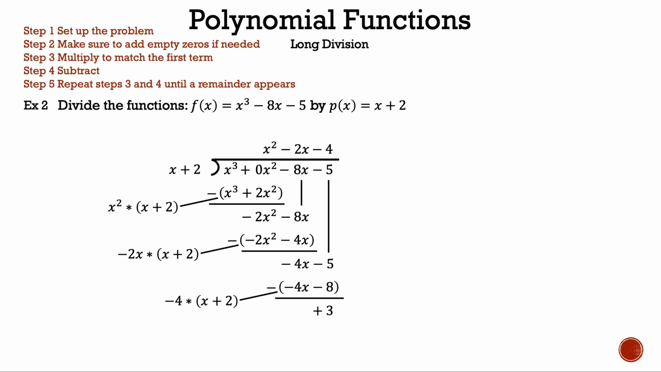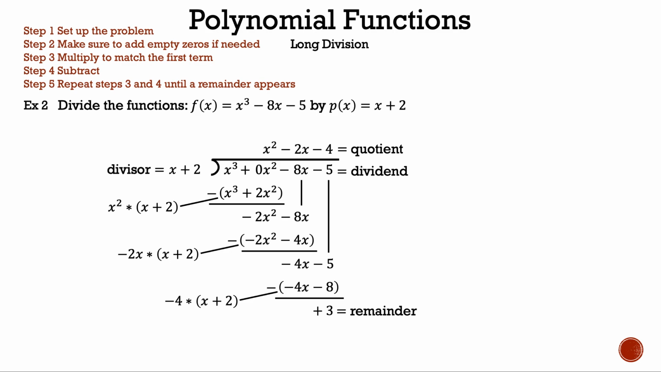Let's label each part so we can practice our vocabulary. X cubed plus 0x squared minus 8x minus 5 is the dividend. X plus 2 is the divisor. X squared minus 2x minus 4 is the quotient. And 3 is the remainder.